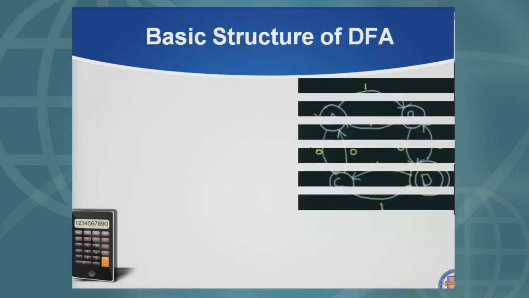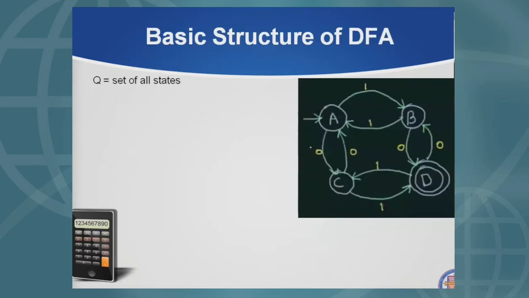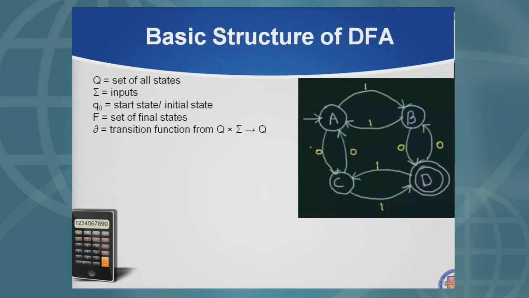Basic structure of DFA. So in order for you to understand, I will write again. Pag sinabi kong Q, ito yung set of all states. So we have 4. As I was saying, A, B, C, D. I'm writing. Then input, so we just have 2: 0, 1. Starting state, we just have 1, capital letter A. Set of final state, we just have 1. We have D here.